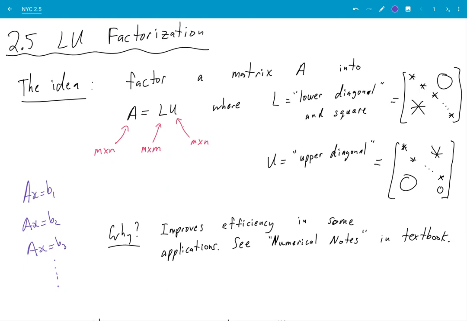You have to do some work beforehand, but overall it is more efficient.